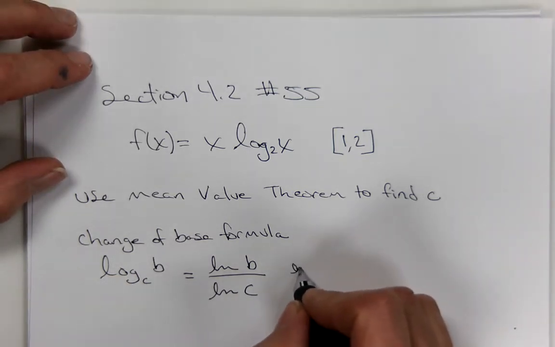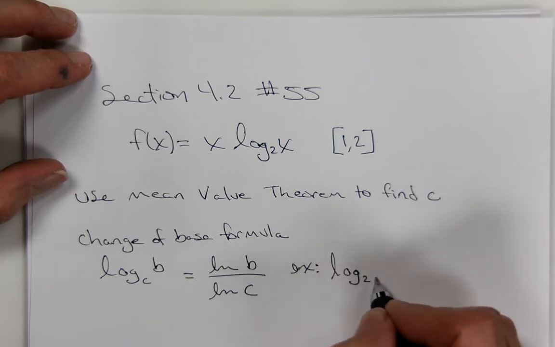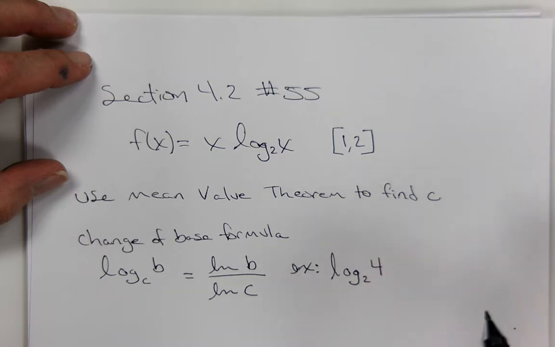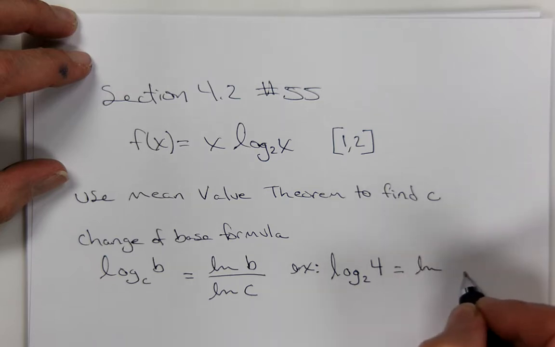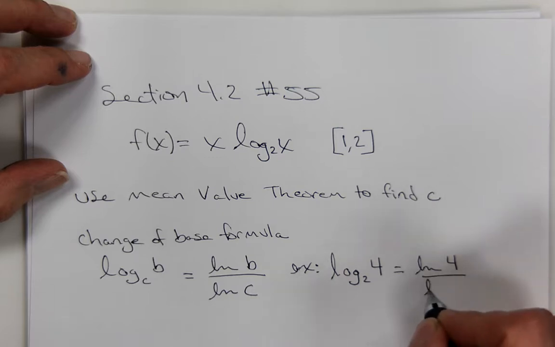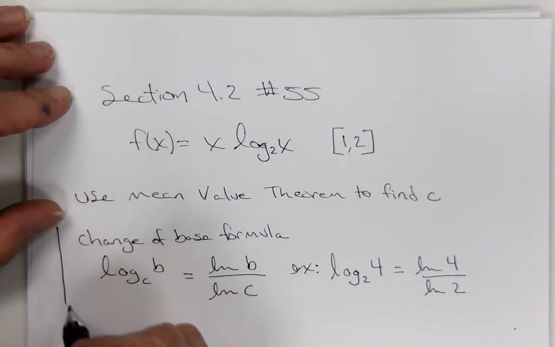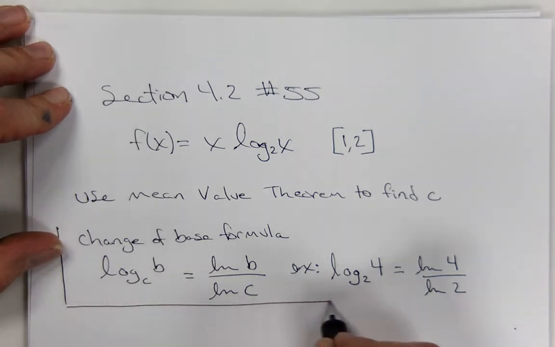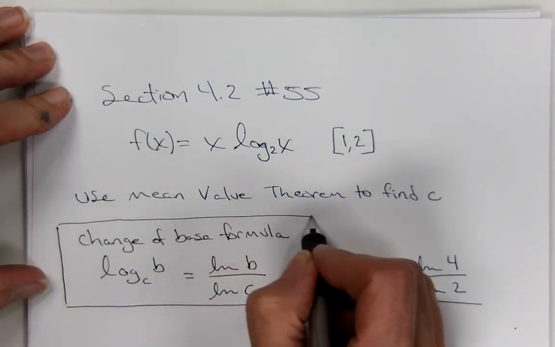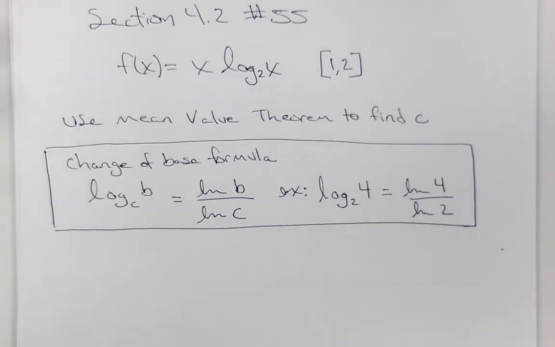So an example, if we had log base 2 of 4, we could rewrite this to make it workable as natural log of 4 over natural log of 2, because we even have a button for natural log on our calculator, and that would be much easier to work with. So we'll be doing the same thing here when we work with our mean value theorem. I'm just going to put this in a box. We're going to be using that information, but it's not really part of the calculations for the mean value theorem.